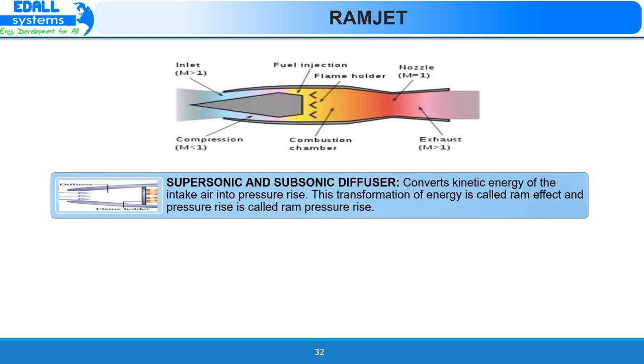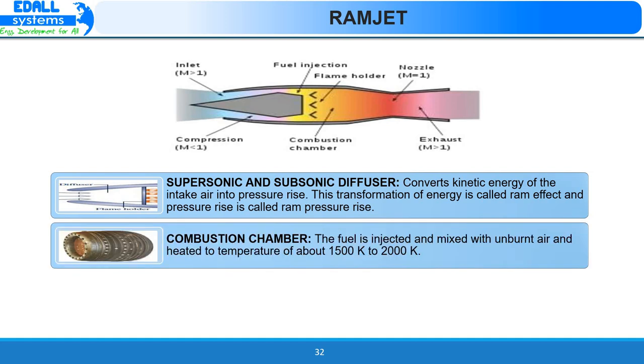The air entering the ramjet engine is at supersonic speeds. This air is decelerated at the diffuser inlet, which causes a high pressure ratio in the combustion chamber. This pressure ratio is sufficient for raising the air pressure to the required combustion pressure. This process of converting the kinetic energy or Mach number of the inlet air into pressure rise is called ram effect, and the pressure rise during this effect is termed as ram pressure rise.